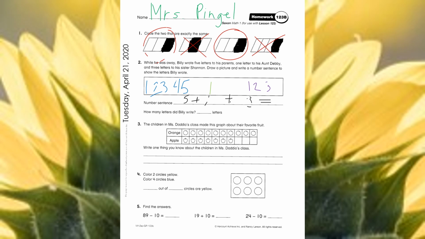Let's see, 5 plus 1 would be 6, and then keep counting on like Clark the counting crocodile. 7, 8, 9. So I started off with 5, 6, 7, 8, 9. 5 plus 1 plus 3 equals 9. How many letters did Billy write in total? 9.